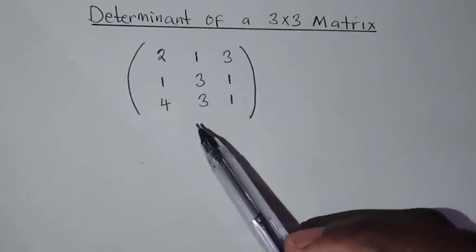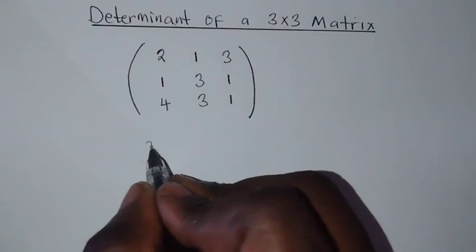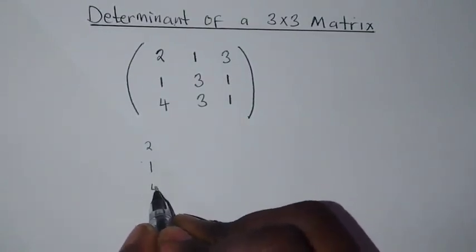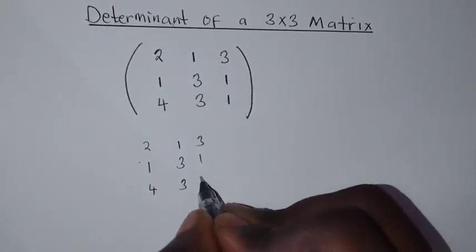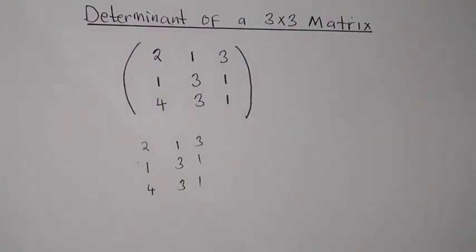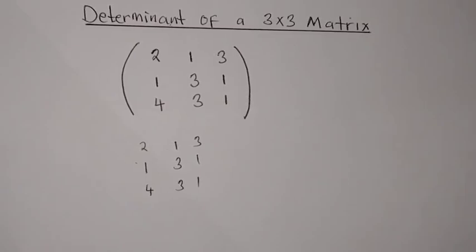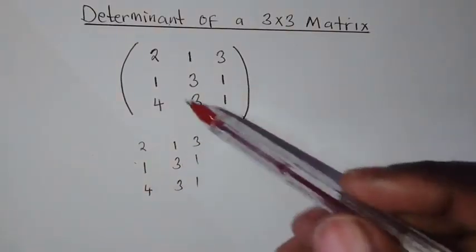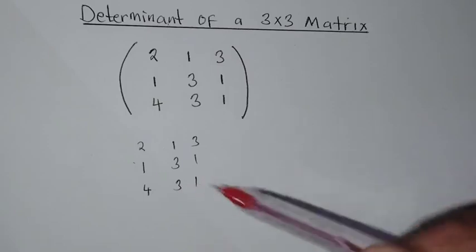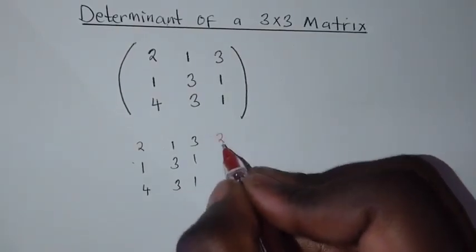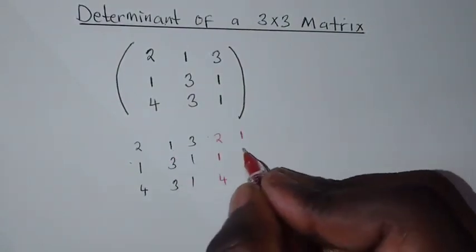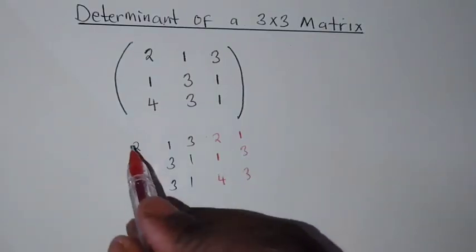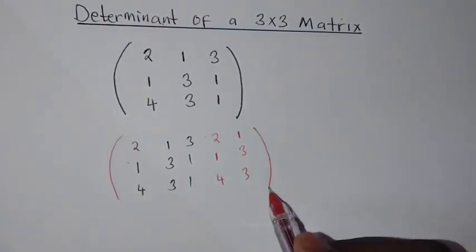So under method 1, we are going to write the same matrix that you have been given. Write the same one. Okay, then when you do that, what you are going to do is you are going to add two columns, okay? You are going to add two columns. So we are going to add this first column and the second one here. So you write 2, 1, 4. Again, we have this other one, 1, 3, 3.